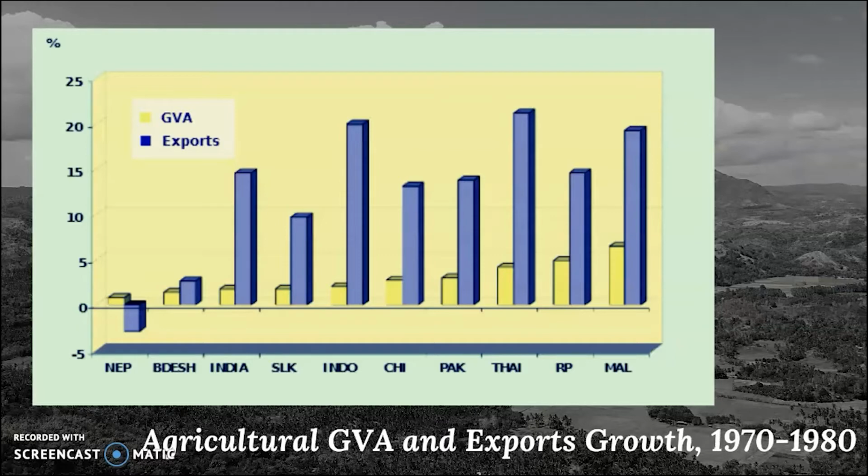Alright, so in this slide, you can see the agricultural GVA and exports growth in years 1970 to 1980. The numbers on the side are in percentage, by the way, and RP stands for Republic of the Philippines. So from 1970s up until 1980s, the Philippines' agricultural performance in terms of both agricultural gross value added and agricultural exports compared well with its neighbors and other Asian countries, that it actually ranked second or third among them.